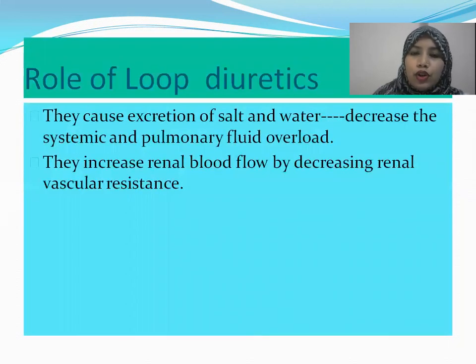Now the role of loop diuretics like thiazide, furosemide, etc. They cause excretion of salt and water through the kidney. As a result, systemic and pulmonary fluid overload decreases. They also increase the renal blood flow by decreasing the renal vascular resistance.